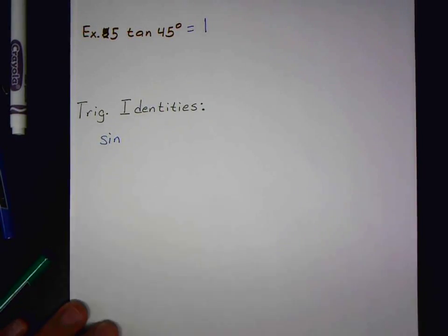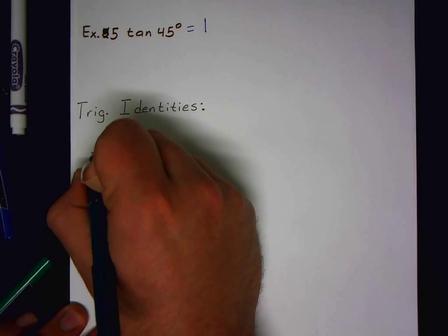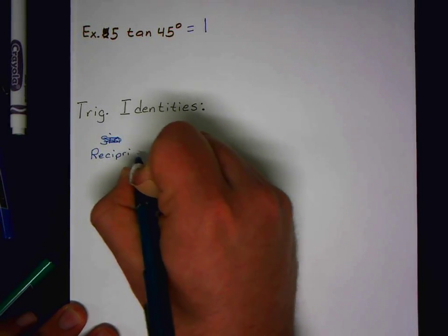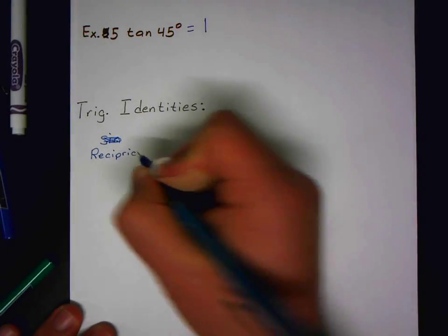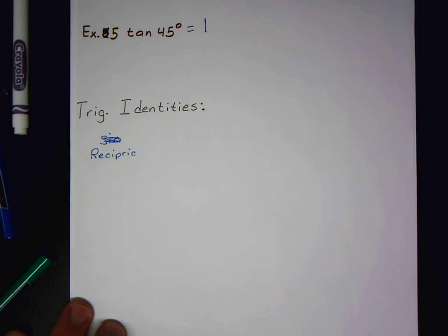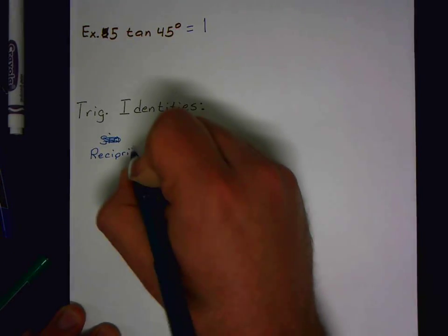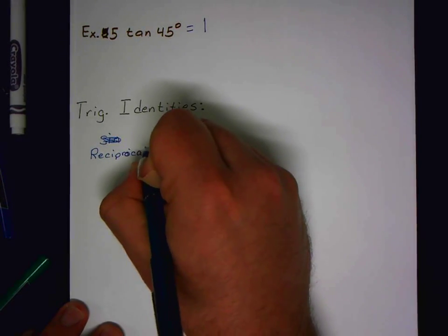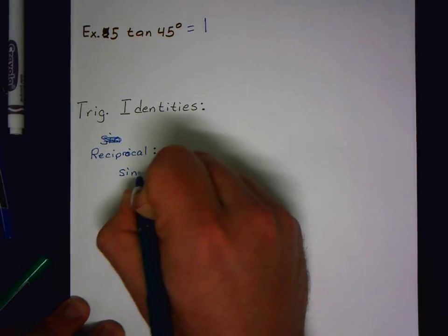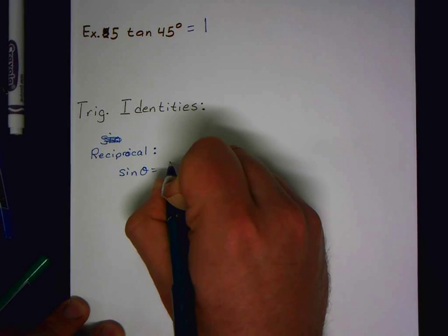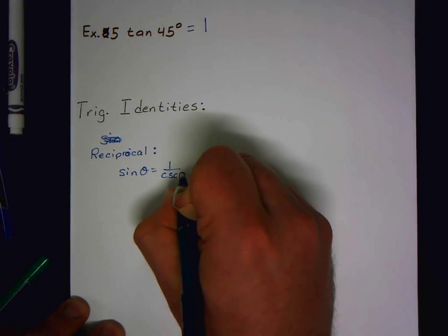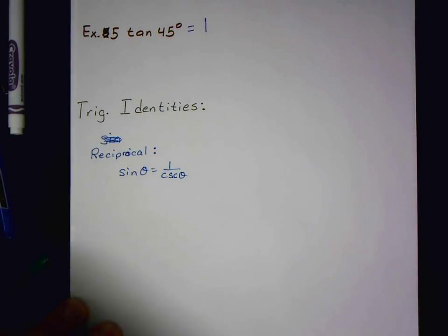I should probably name these. These are your reciprocal identities. See, I just forgot how to spell reciprocal. I totally spelled it wrong. These are your reciprocal identities. Sine of theta is the same thing as the reciprocal of cosecant. So same thing we already talked about. This just puts it in writing.